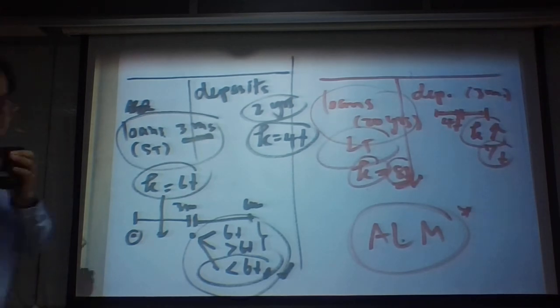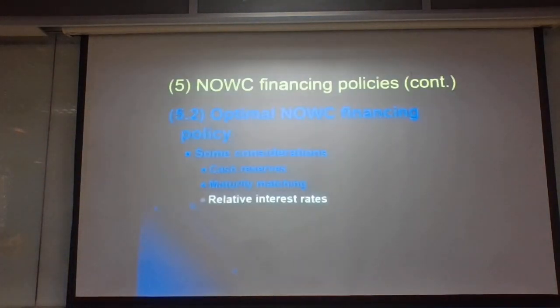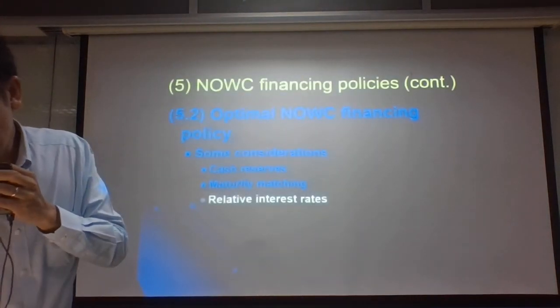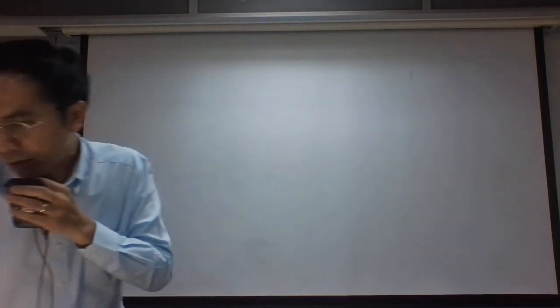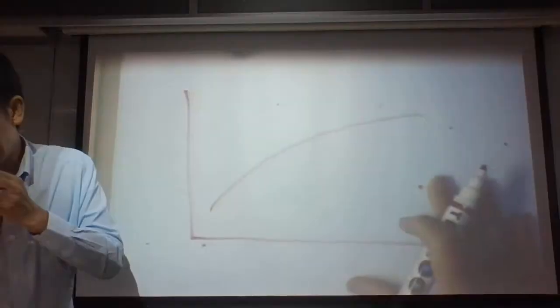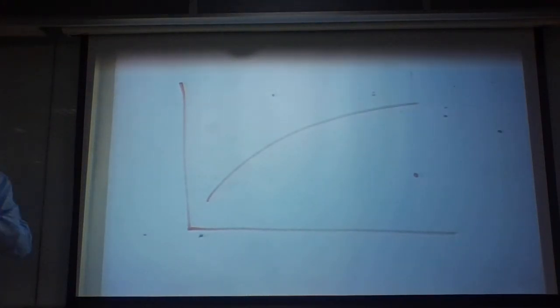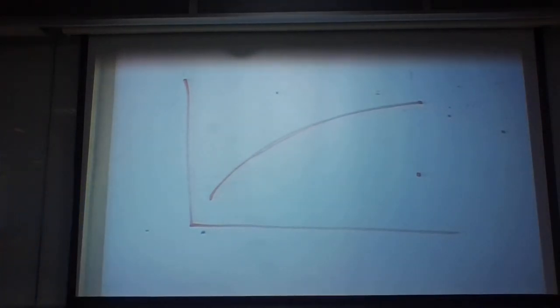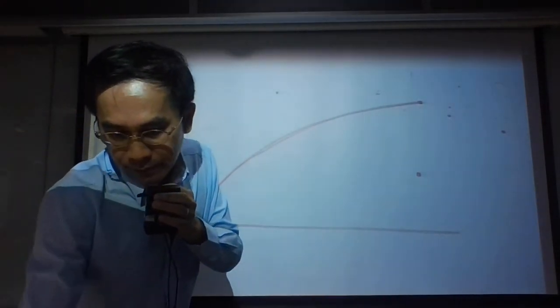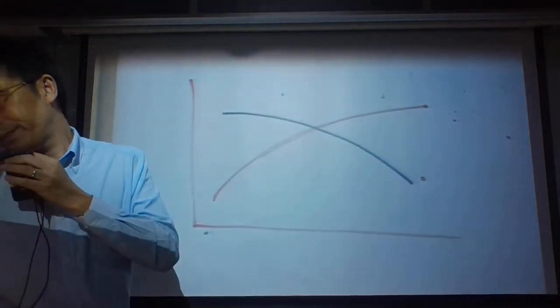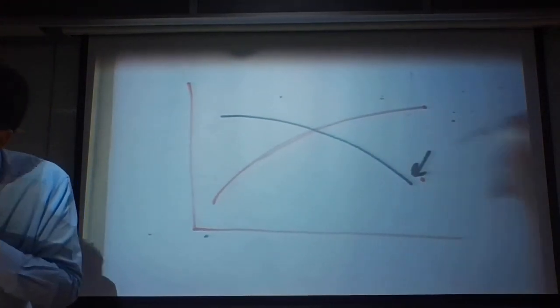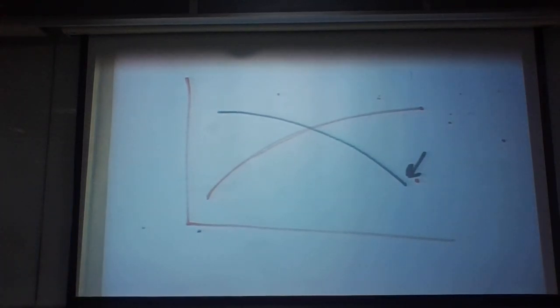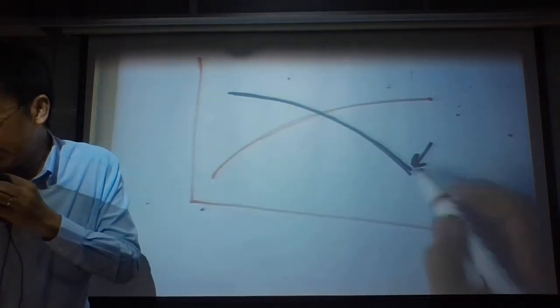Okay. And one more consideration: relative interest rates. Like I told you earlier, when we got a question, the yield curve usually has an upward slope like this. This is a general situation. However, if this one occurs, it happens, even if the chance is very low, it may show a downward sloping yield curve like this.